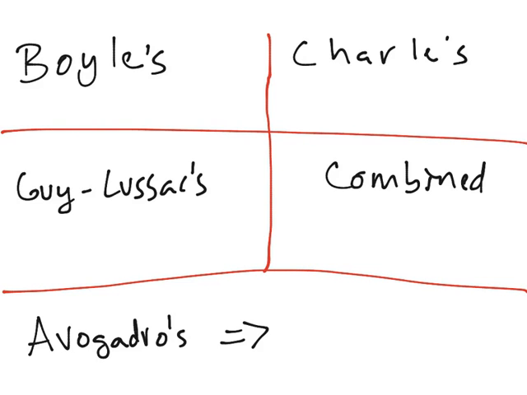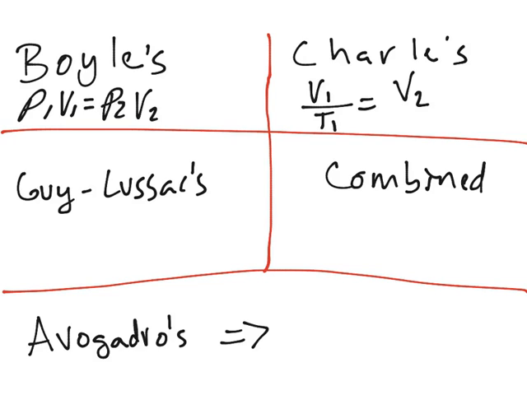Okay, we said that for Boyle's, the temperature and the moles are constant, so we would have pressure 1 times volume 1 is equal to pressure 2 times volume 2. For Charles, the pressure and the moles are constant, so it only deals with the volume and the temperature. Volume 1 over temperature 1 is equal to volume 2 over temperature 2.